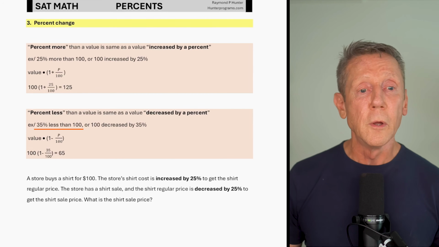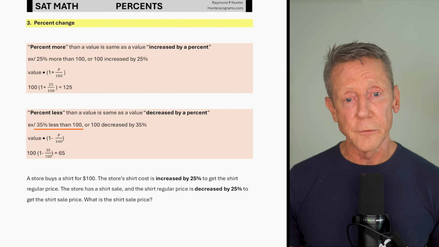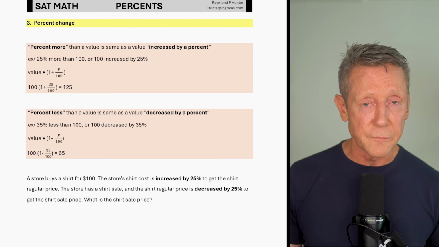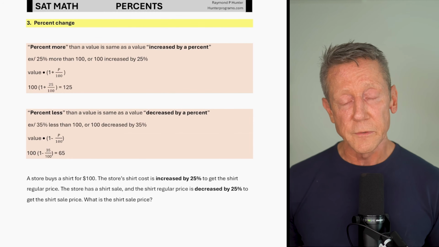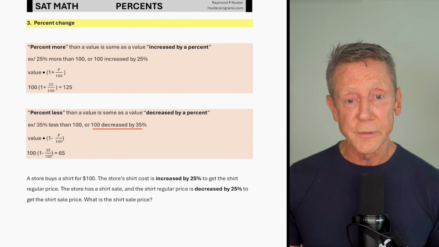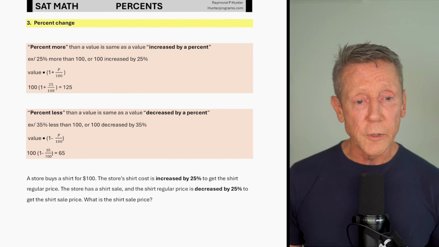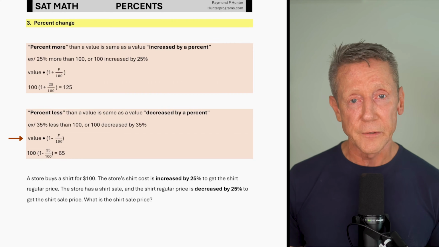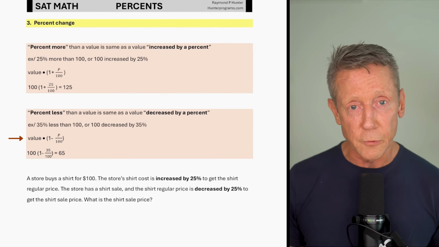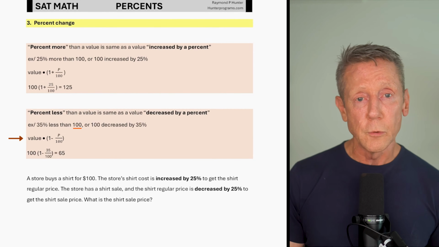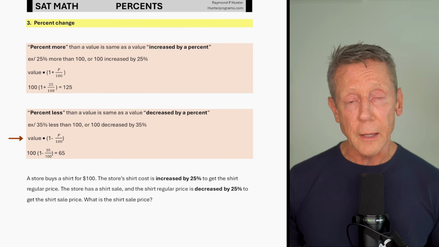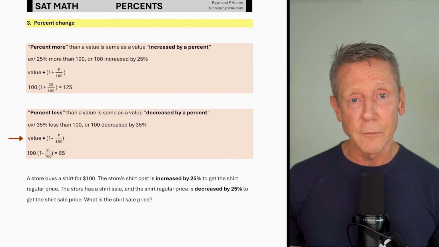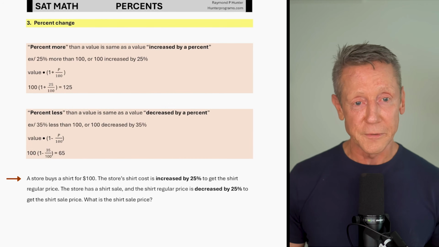The second percent change is a percent less than a value. So for example, 35% less than 100. And that's the same thing as a value decreased by a percent. So for example, 100 decreased by 35%. We're going to use this formula here, which is the same as the one above, except there's a minus sign because it's a percent decrease. So we put the value in, we put the percent in, we put it into the calculator, and out comes 65.